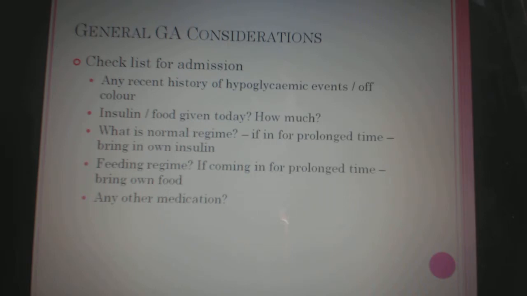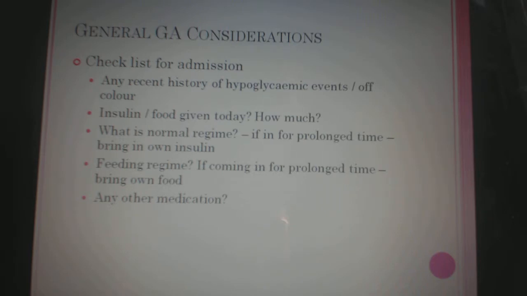So we want to check for any recent history of hypoglycemic events or being off colour, anything out of the ordinary. If we are having any of those, then a vet should be involved, because it might be that this animal has become unstable, and as we said, if it's an elective surgery, we should be delaying it until the animal is stable. Did they have insulin and food today, and if so, how much?